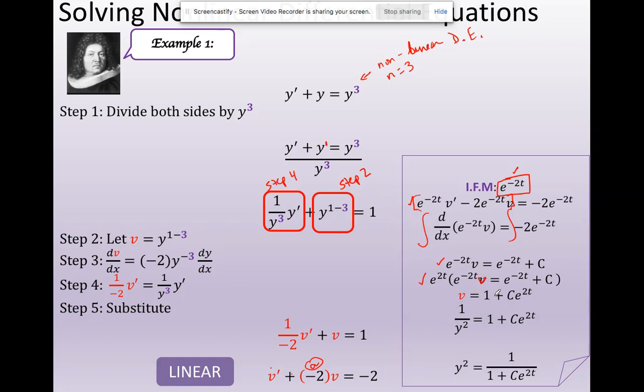Once I had v by itself, I replaced, right, what v was equal to. V was equal to y to the negative 2, which is the same as 1 over y squared. Reciprocated. Didn't bother getting y by itself. I'm done. And I'm in my solution, right? I have a fraction, so I'm a little bit worried about division by 0, but nothing is going to make that 0.